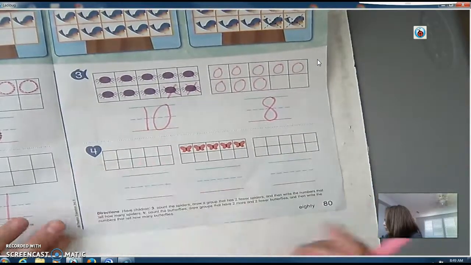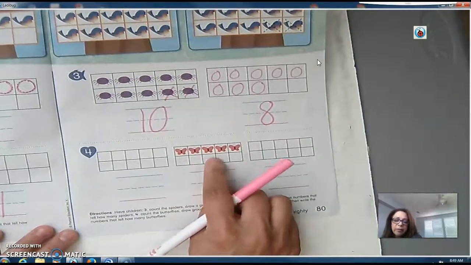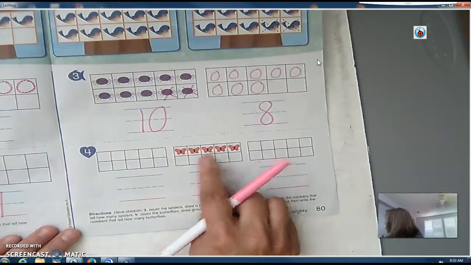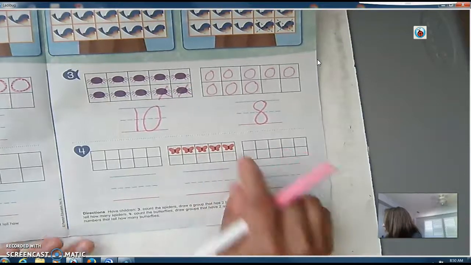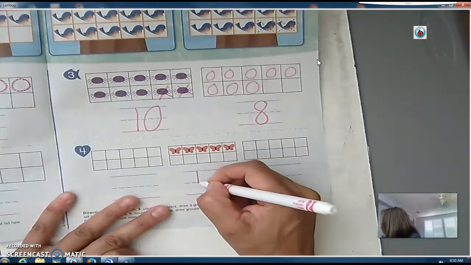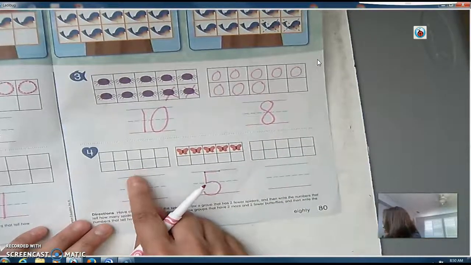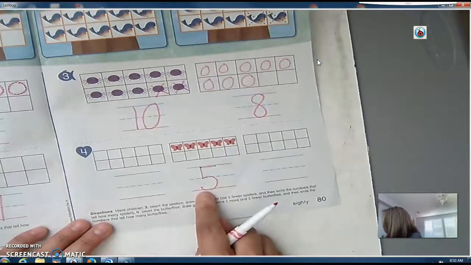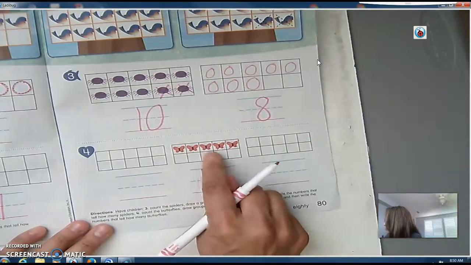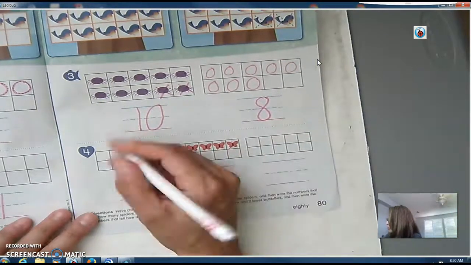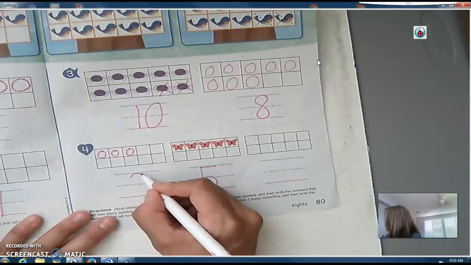I gotta make sure that it's not too long. All right, so this one looks tricky, but we do have one thing we know. We know that there's that many butterflies here. So let's count those first. Ready? 1, 2, 3, 4, 5. So let's write 5. And back here they want us to write what is 2 fewer than 5. So if we take 2 butterflies out, we're going to have 1, 2, 3 butterflies left. So we're going to draw in 3 circles, and then we're going to write the 3 in there.